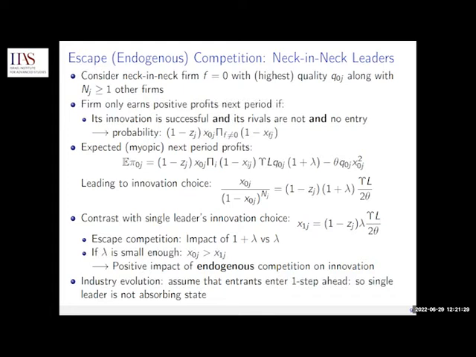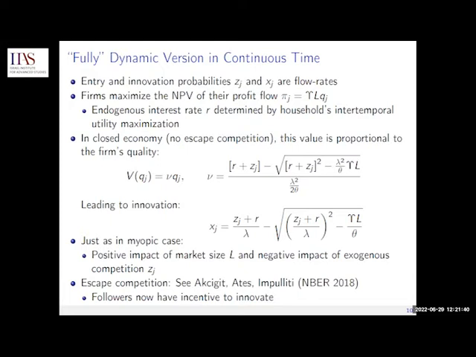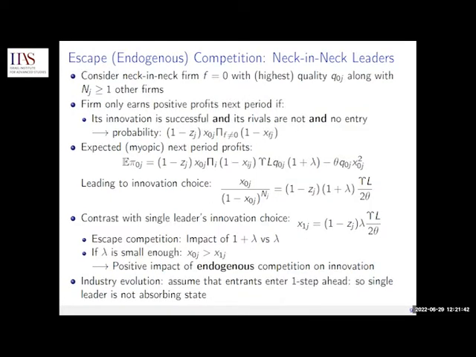This version hasn't been worked out. The dynamic version has only been worked out with 2 firms, but this myopic version with N firms you can also put into a dynamic model, right? And then you're going to get an evolution of how many firms there are.